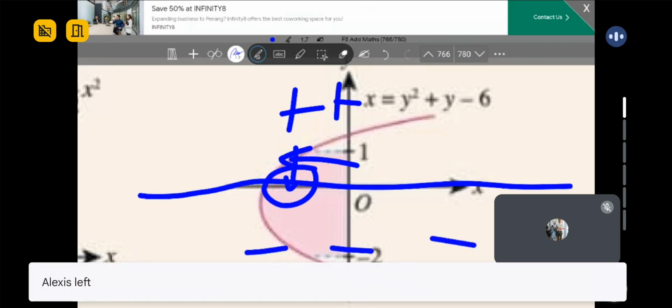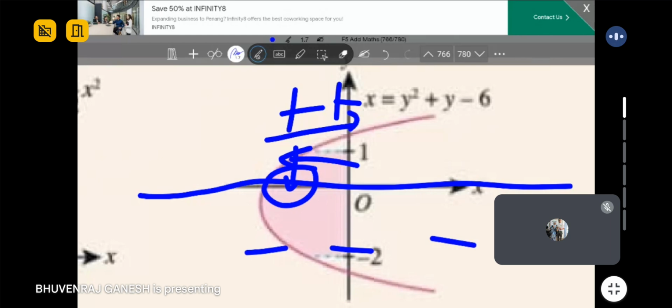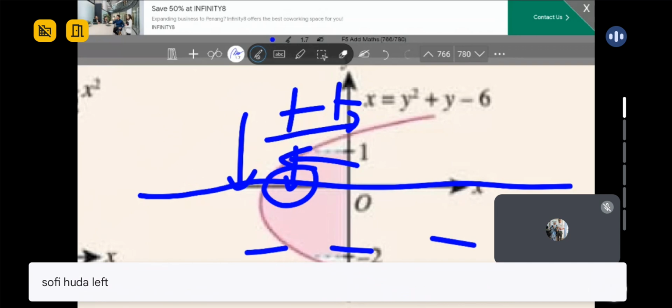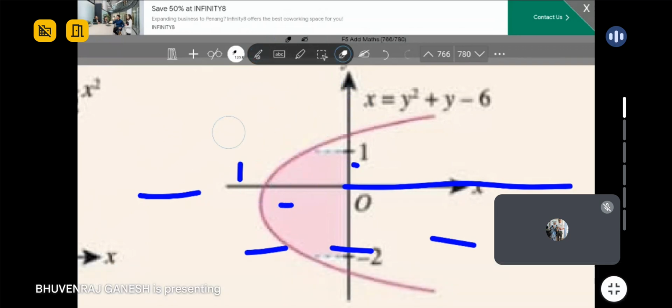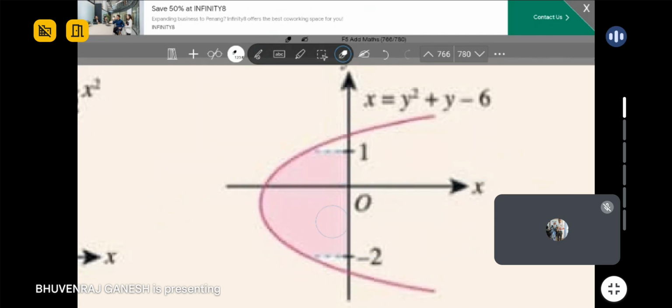Jangan fikir macam tu. Because it depends where you integrate. Kat mana kamu kamirkan. Do you integrate towards y or do you integrate towards x? Dia ada dua condition. So you must check and see. That's why the method I say is like easier. Kamu tak perlu hafal. You just understand the concept only. Okay? Boleh dapat?